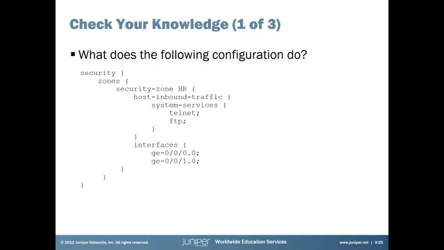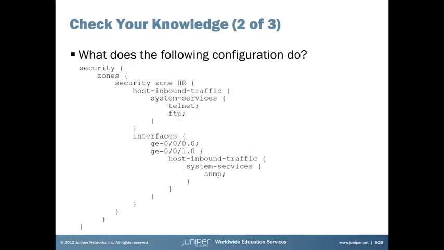So here's an example where we've got security zones HR, host inbound traffic, system services, telnet and FTP, and we've got two interfaces in that zone. Now there is no specific host inbound traffic configured on the interfaces. So the interfaces will inherit the configuration that's on the zone, because there's nothing specific on them. That configuration allows telnet and FTP to come in to the device itself on those interfaces.